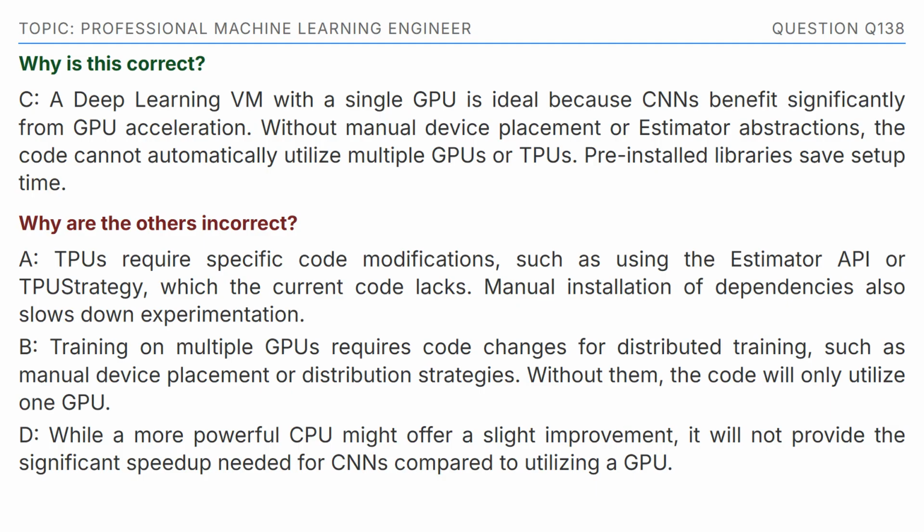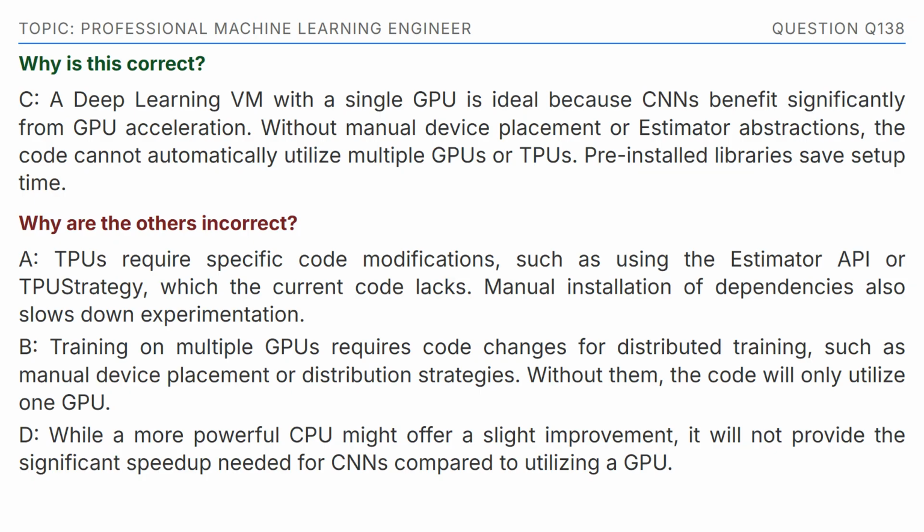C. A deep learning VM with a single GPU is ideal because CNNs benefit significantly from GPU acceleration. Without manual device placement or estimator abstractions, the code cannot automatically utilize multiple GPUs or TPUs. Pre-installed libraries save setup time. Why are the others incorrect?